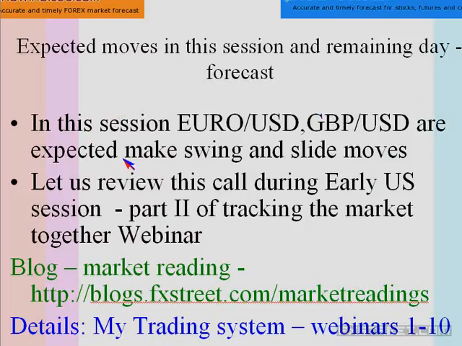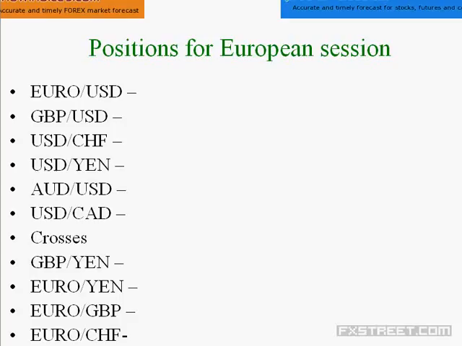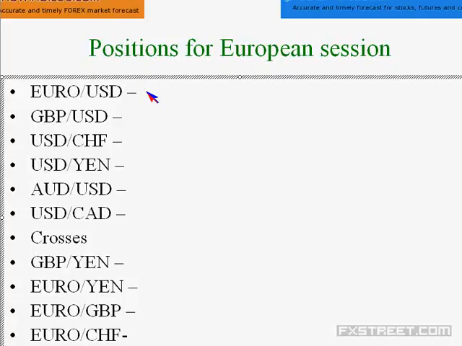Now, the forecast: Euro and GBP are expected to make swing and slide moves in this particular session. They are gaining the levels now. So, what sort of trade can we think of? Now, Euro is around 1.4259. They just breached the high. 1.4256 was the high. You would have seen it in the live market code. They just made about 5 pips upwards, and they have come to 1.4256.